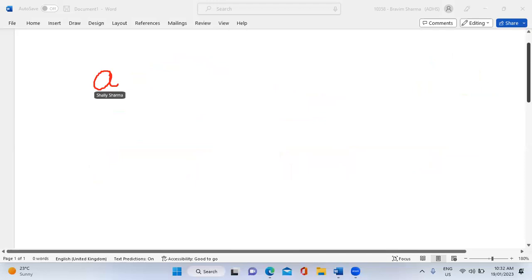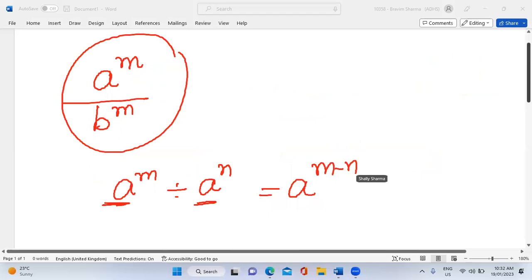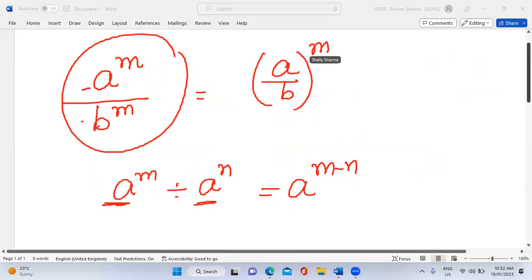If you have a to the power of m divided by b to the power of m, please try to differentiate it from a to the power of m divided by a to the power of n. Here the bases are the same, so we subtract the exponent values. But here the bases are different, so we can just write it as a over b, and whole raised to the power of m.